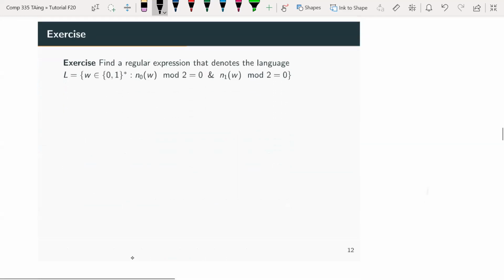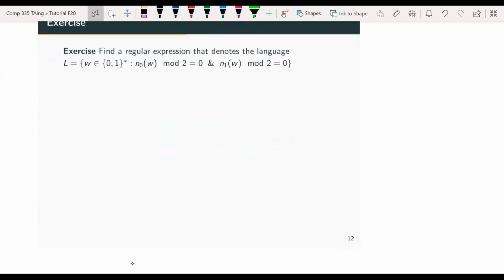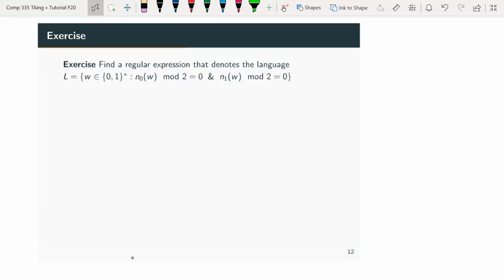So now an exercise for you, where I promise there won't be any phone call interruptions. You're given a language over the alphabet 0, 1, and you want to find the regular expression that denotes the language that contains strings over 0, 1 where there is an even number of zeros and an even number of ones.